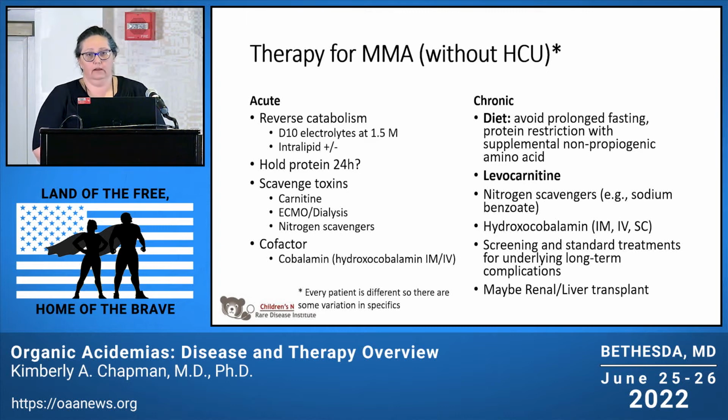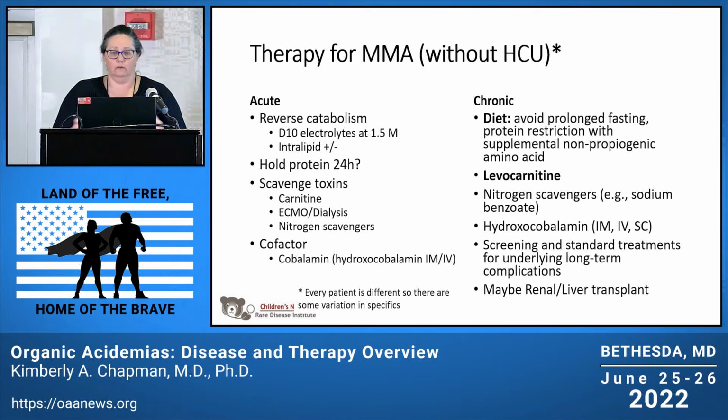And then chronic, we're going to do the diet stuff. We're going to scavenge with a carnitine. We might use nitrogen scavengers, but less. In those who are B12 responsive, we're going to use hydroxycobalamin to drop your levels. We're going to screen for the underlying complications, and here maybe a renal or liver transplant.